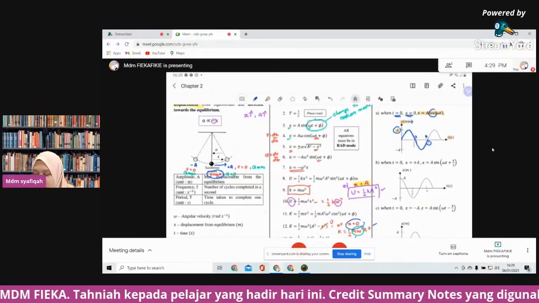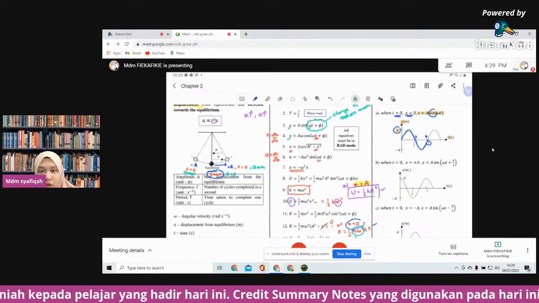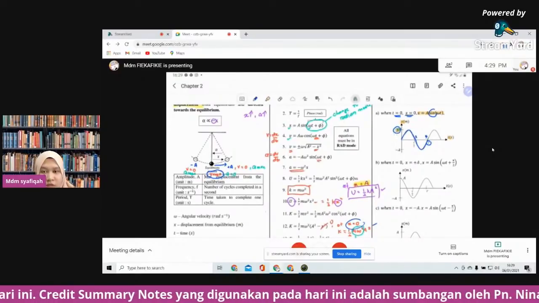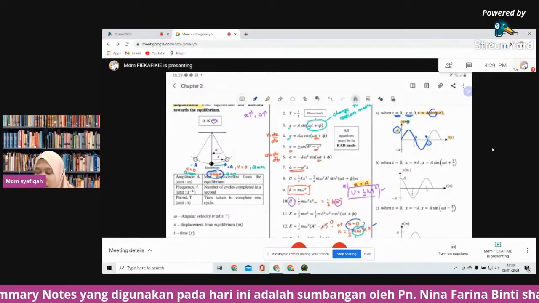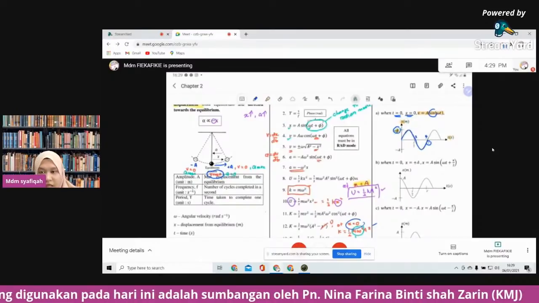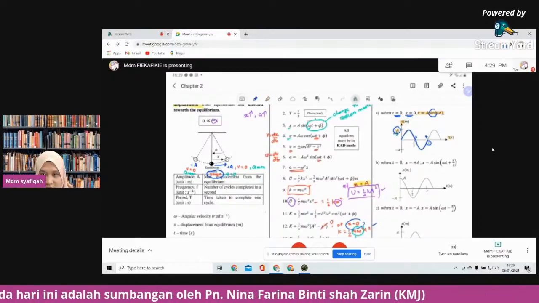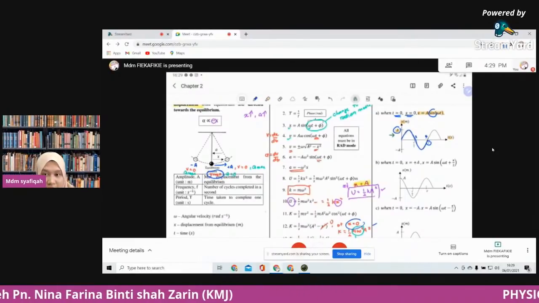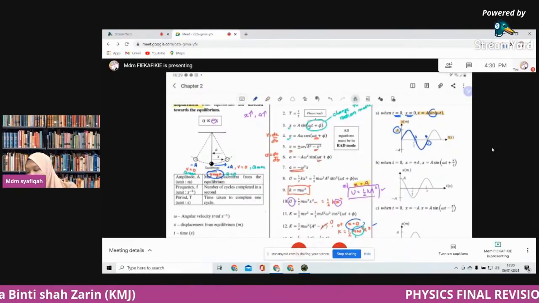So tengok pada graph lah, so ini graph X against T. Kalau soalan bagi you graph X against T, nilai ini adalah maximum displacement. Kalau you ada graph V against T, this is maximum velocity. Kalau ini graph A against T, here is the value of A maximum. Okay? Alright.